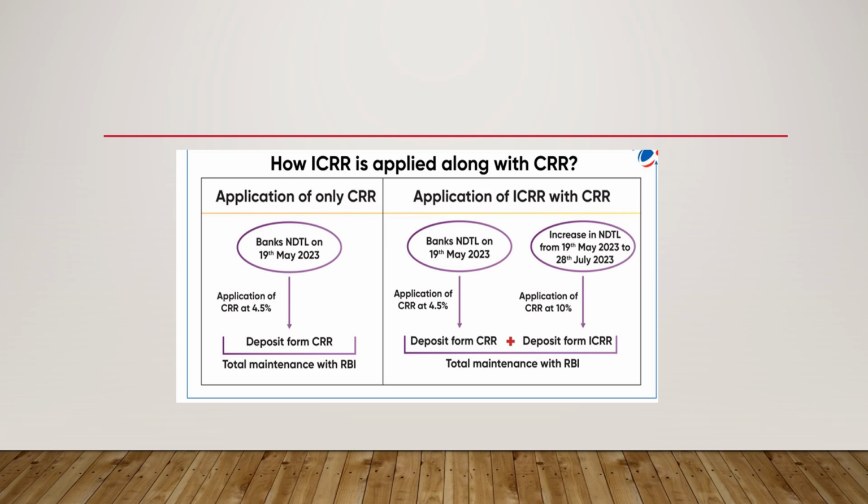Here we can see how ICRR is applied along with CRR, compared with application of only CRR. We could see application of 4.5% deposit from CRR, total maintenance with the RBI. Here we have deposit from CRR plus deposit from ICRR, which is maintained by the RBI.